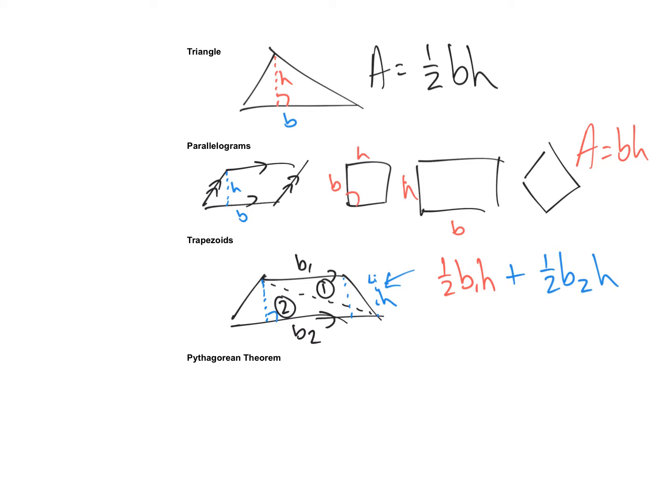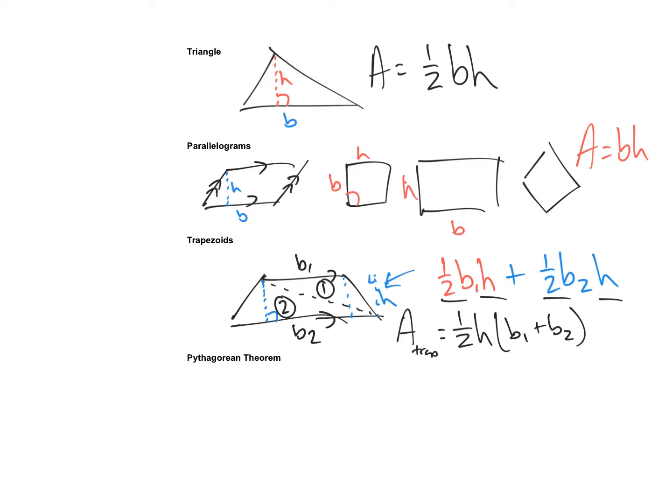And I can even simplify this. Notice that I have a 1/2 and the height is in both of these terms, so I can factor out a 1/2 times height. And then I have B1 plus B2. And so this will be my area formula for a trapezoid: 1/2 times the height times B1 plus B2.